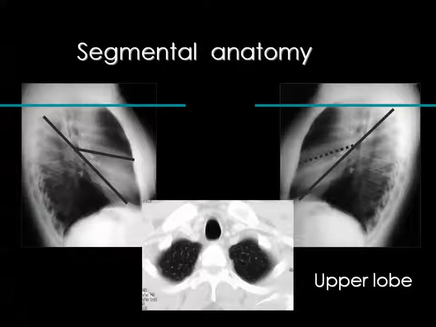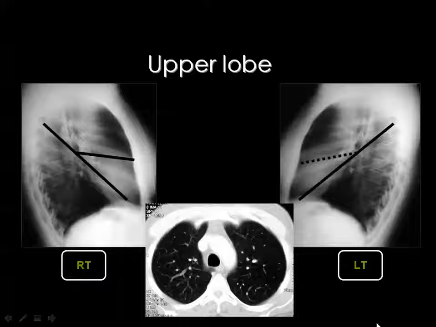Now we come to the segmental anatomy. You know that the upper lobe is divided on the right side into 3 segments: anterior segment, apical segment, and the posterior segment. While on the left side, the apical and posterior segments usually fuse together to form the apico-posterior segment. Then on the right side you have 3 segments, on the left side you have only 2 segments. Let's look at the CT scan.